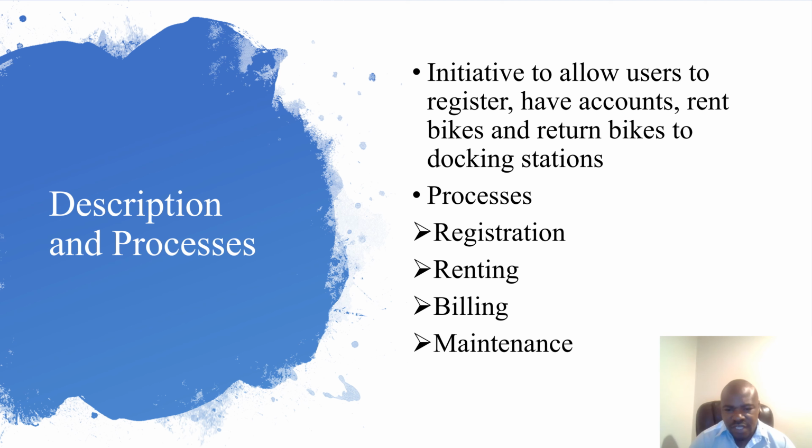And to do this, the information system that will be developed will have to support the following processes: registration of users, renting bikes or booking, then we have billing, which is about payment, and then maintenance, which is just about maintaining software and hardware of the information system, including also the bikes themselves.